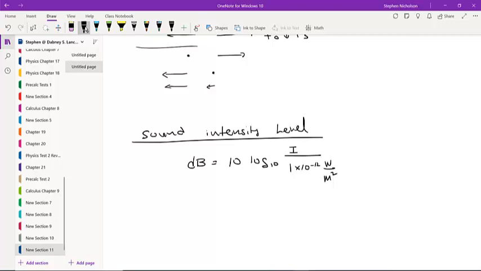Now to go the other way, you've got to do a little bit of solving logarithmic equations, but we did that a couple times in class. So be able to switch from one to the other.